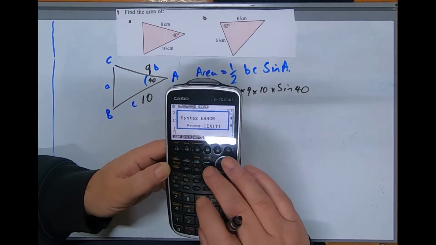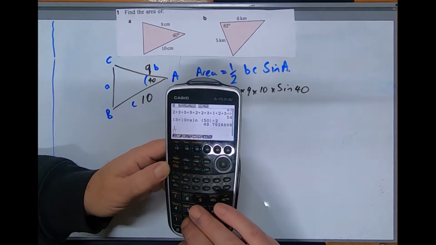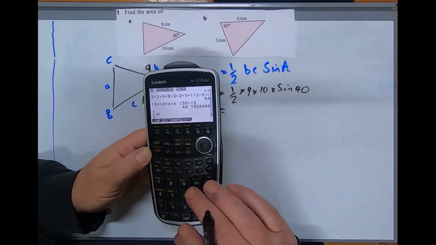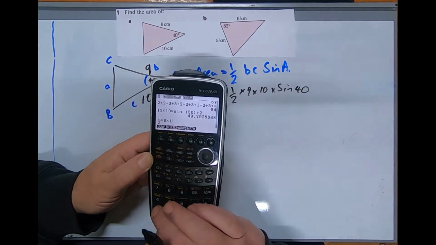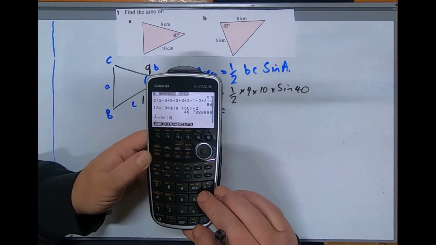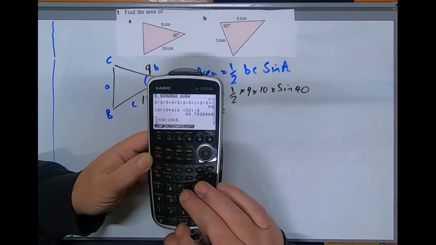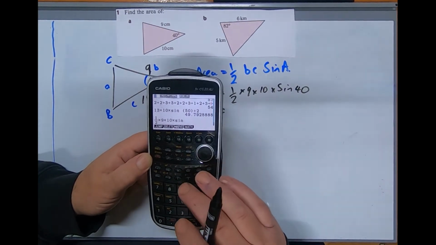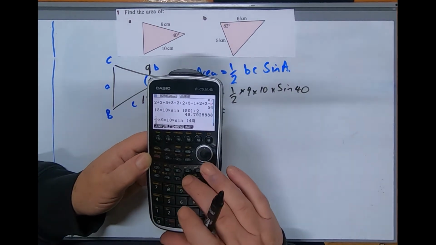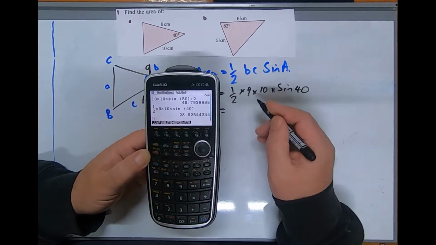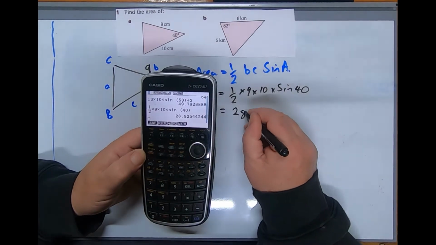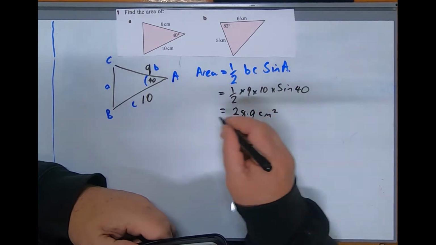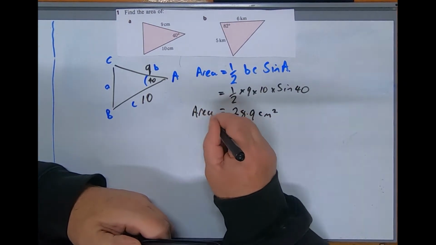Okay, so 1, enter, exit, arrow, 2, arrow, times 9 times 10 times sin 40. Equals 28.9. Units of this question were centimetres squared. Area.